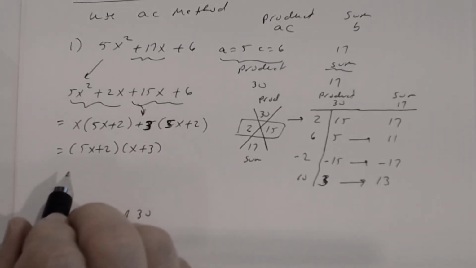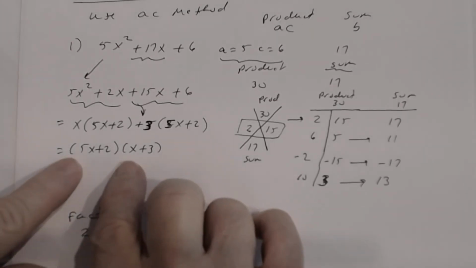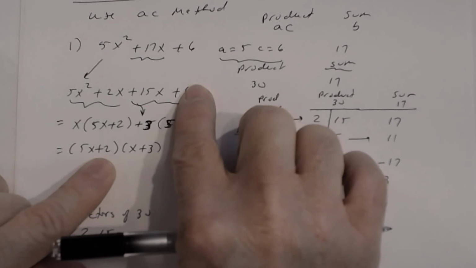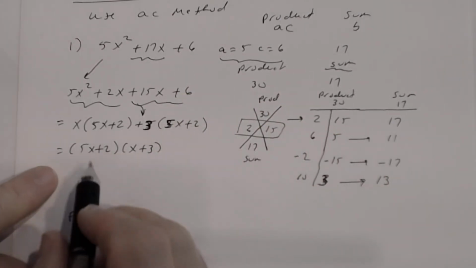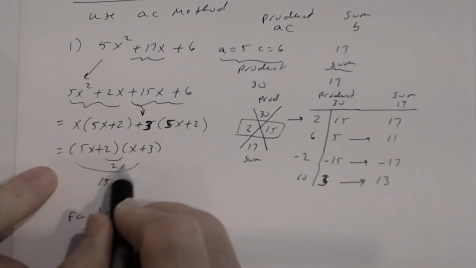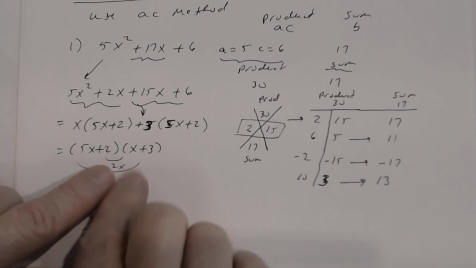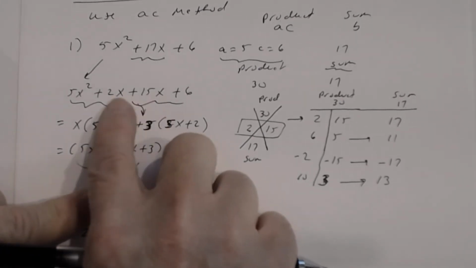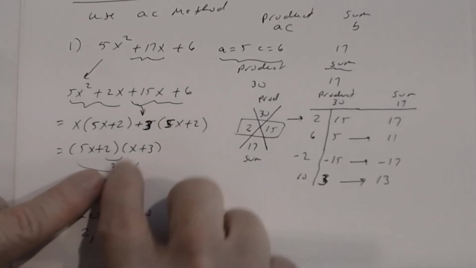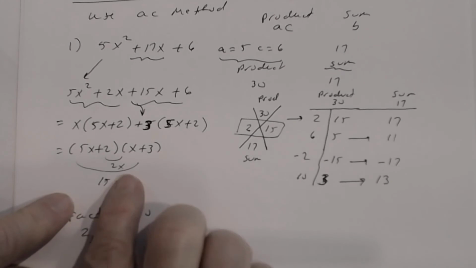Now again, just like we did in the past, don't go any further until you check this. So let's check. 5x times x is 5x squared. 2 times 3 is 6. And then now let's do the outer. The outer is 15x. The inner is 2x, and I get 17x. And it kind of makes sense that the outer and the inner better be these two, right? Okay, y'all see that? 15x, and then 2x. So that's where that sum comes from, that outer and that inner.